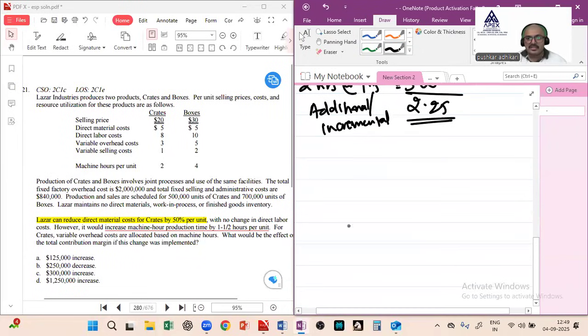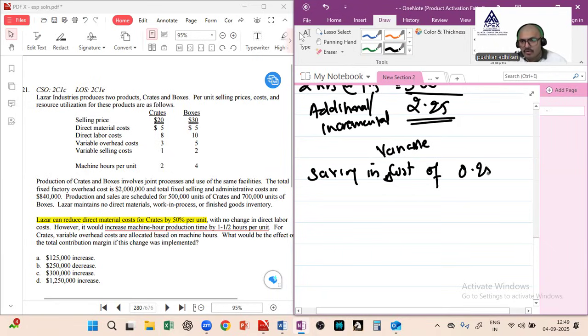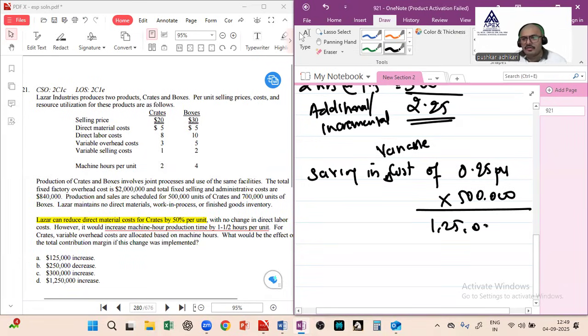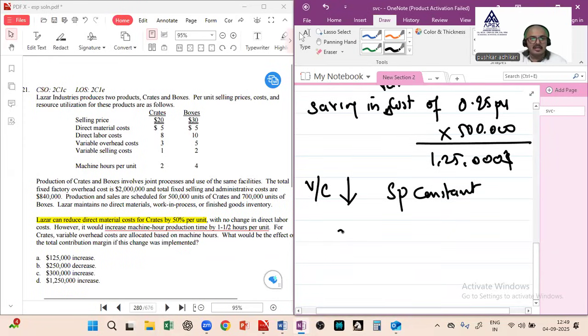Now please try to understand. I have a saving in cost. Saving in what cost? I have a saving in variable cost of 0.25 per unit multiplied by 5 lakh units. So it's a total of $125,000. My variable cost is saved. That means my variable cost has gone down. My selling price is constant. Therefore, obviously, my contribution margin increases.